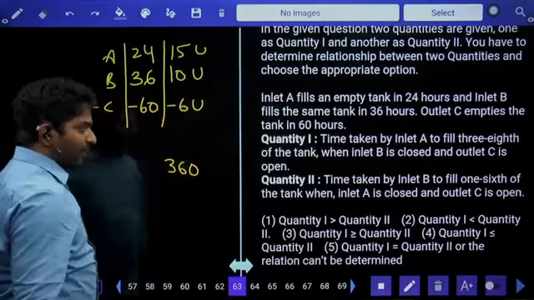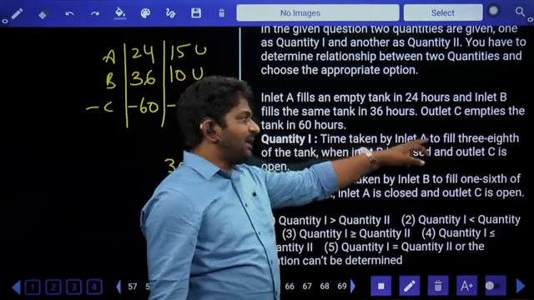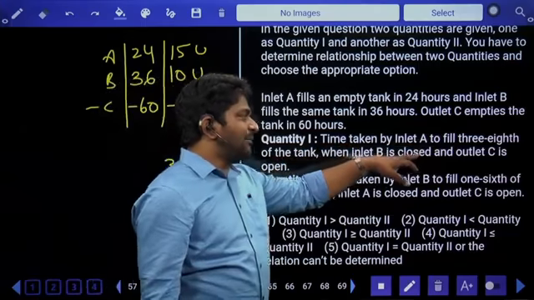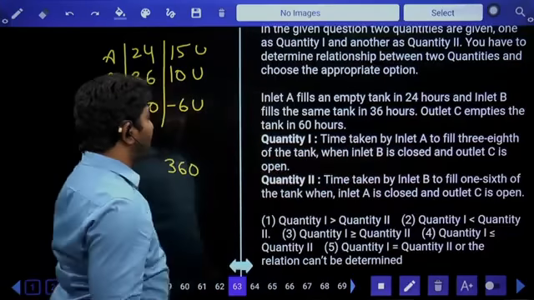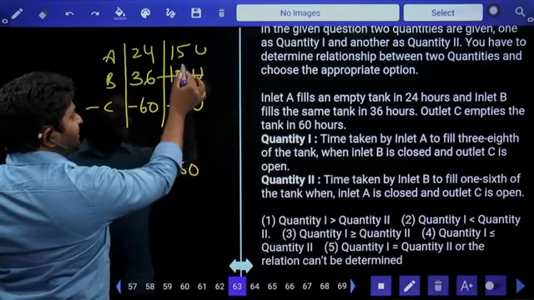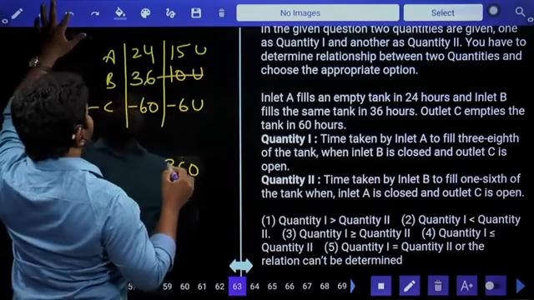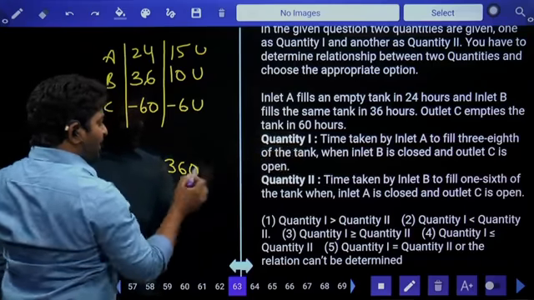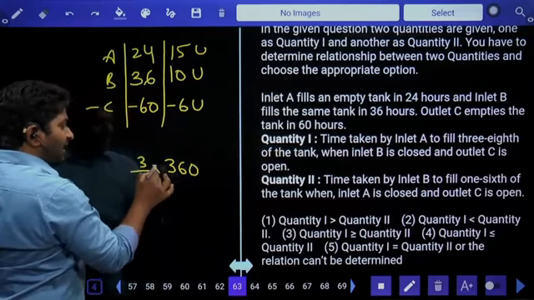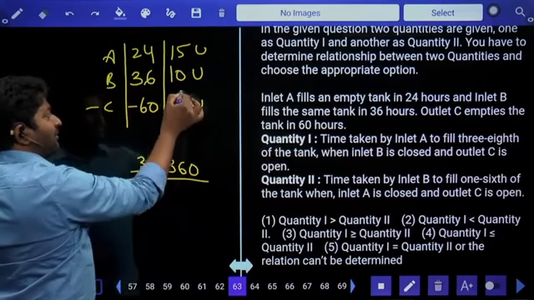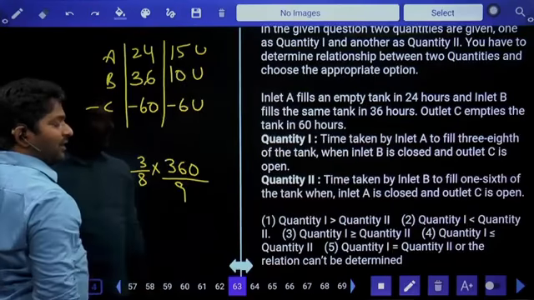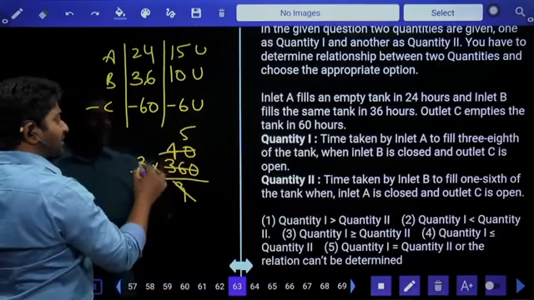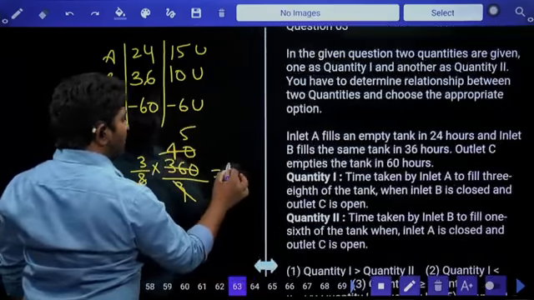and C can empty 6 units per hour. Okay, Q1 is time taken by inlet A to fill 3/8 of the tank when inlet B is closed and outlet C is open. B is closed. A and C both can fill 9 units in an hour. So your question is about 3/8. 3/8 of the tank capacity is this much, and both A and C working together can do 9 units. 9, 40 times here, 8, 5 times, 3 into 5, that is equal to 15.